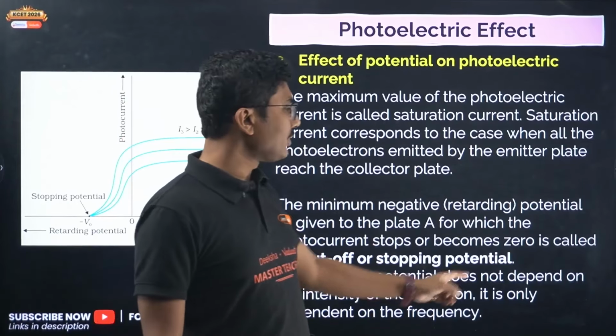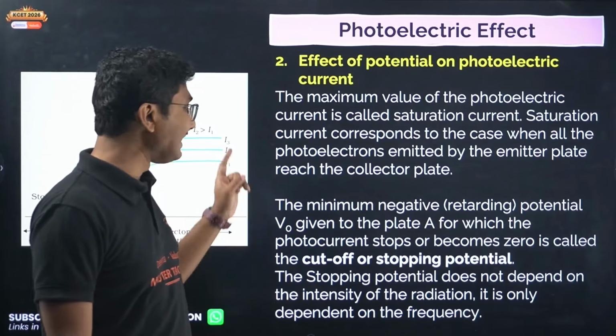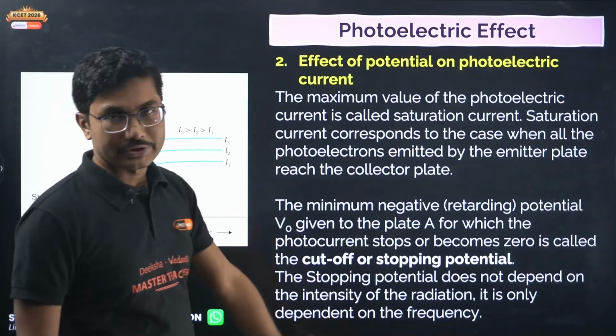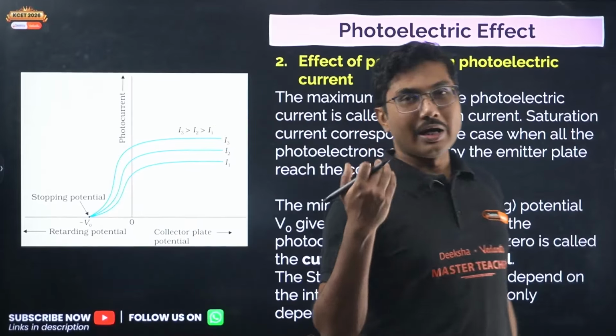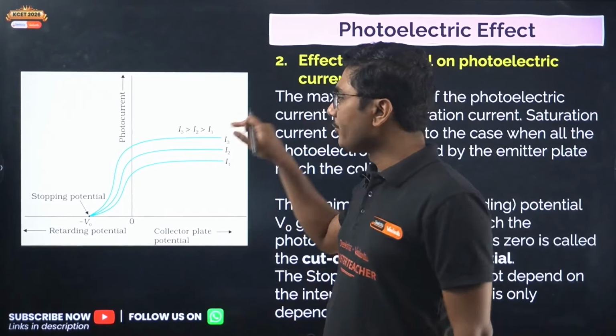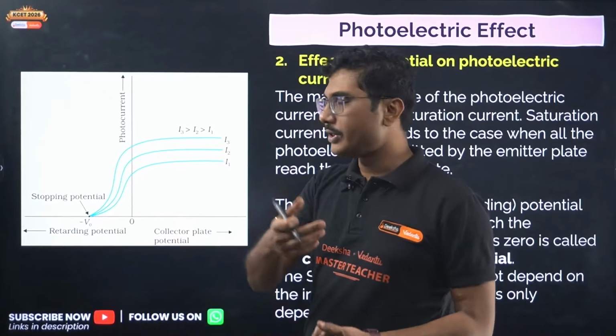The stopping potential does not depend on the intensity of the radiation, it is only dependent on frequency. So something is dependent on intensity, something is dependent on frequency. Both are important here. So if you reverse the voltage, that's how we have done it.